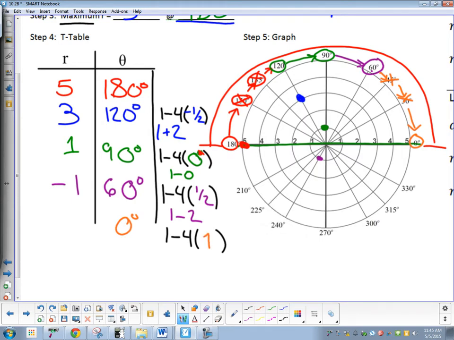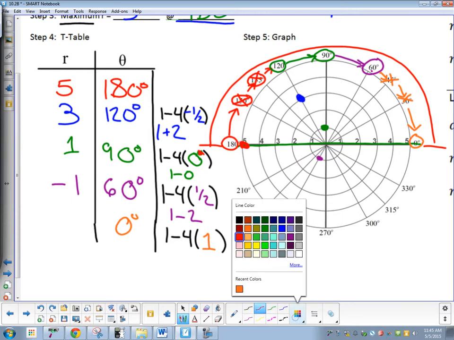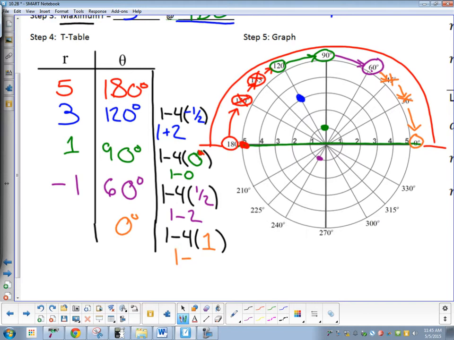It's 1. I look at my unit circle. At 0 degrees, my x value is 1. So 1 minus 4, my radius is going to be -3. So here's 0, 3 right there, but that's not where my dot needs to be. What do I do for -3? Go to the other side. So I'm going to go to 180 degrees and put my dot right there.